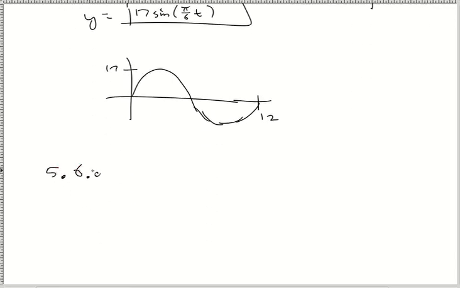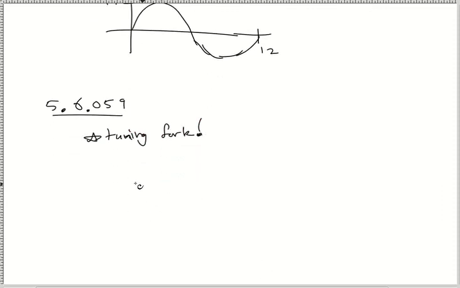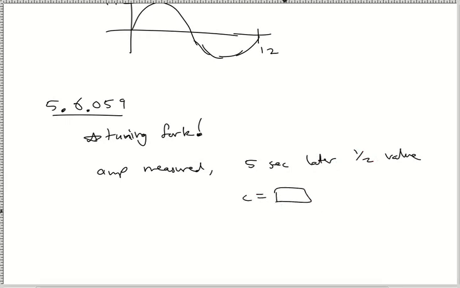5, 6, 0, 5, 9. So this is the tuning fork problem. I remember this one for sure. Amplitude is measured, but then 5 seconds later, it's half of its original value. Find C. And you're like, what is going on here?